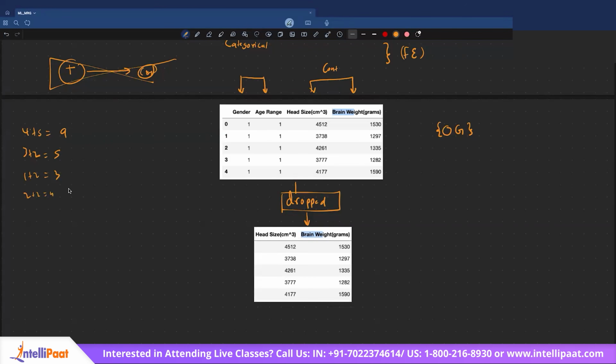Okay. So imagine you have been taught how to do addition. 4 plus 5 equals 9, 3 plus 2 equals 5, 1 plus 2 equals 3, and 2 plus 2 equals 4. I taught you this. I taught you mathematics, addition, where 4 plus 5 is 9, 3 plus 2 is 5, 1 plus 2 is 3, and 2 plus 2 is 4.